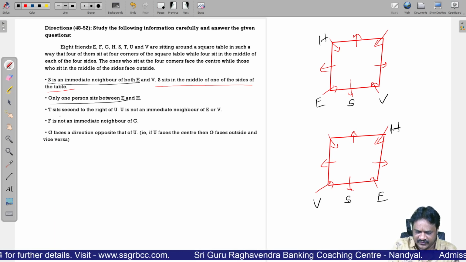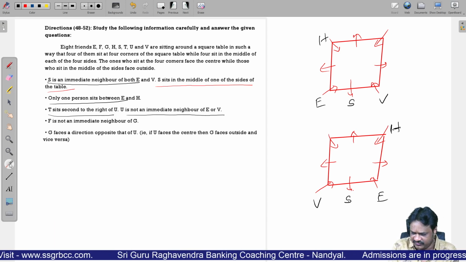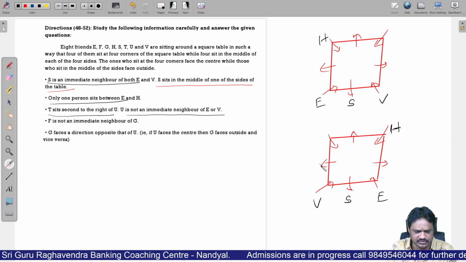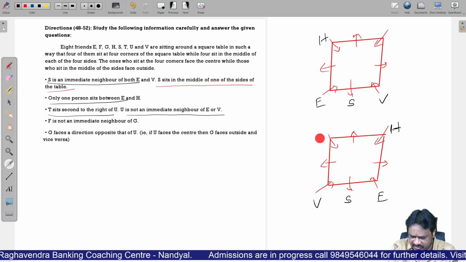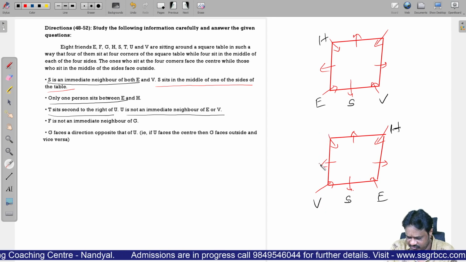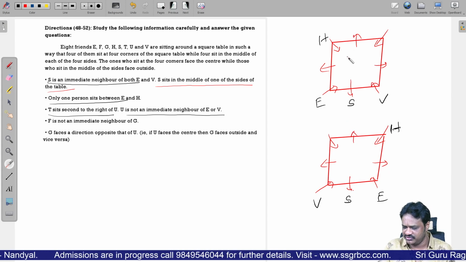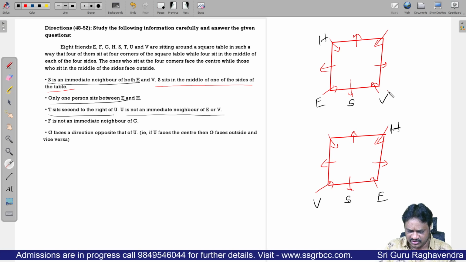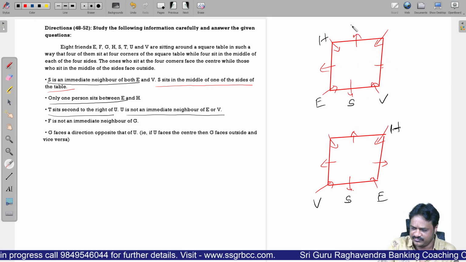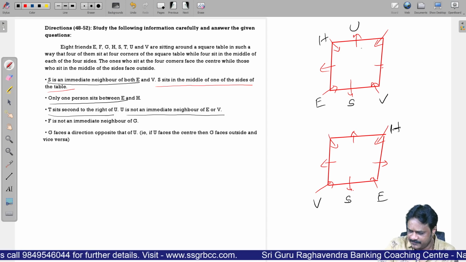Then T sits second to the right of U. U is not the neighbor of either E or V. So U will not come here. Wherever you are writing U, right second should be T. So can I write U here? If I write U here, U right second already V is there. So this is also not the position of U. So here you can write U. Here also U is not the neighbor of E and not the neighbor of V. So here I can write U. Here also U.